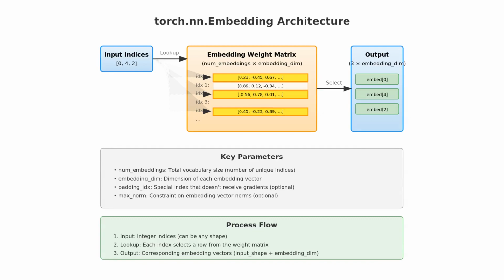Let me show you the architecture overview. Here we have a detailed diagram showing how embedding layers work. You can see the flow from input indices through the embedding lookup table to the output vectors. The embedding matrix acts as a learned dictionary where each row represents a dense vector for a specific token. Notice how the lookup operation is essentially selecting specific rows from this matrix based on the input indices.